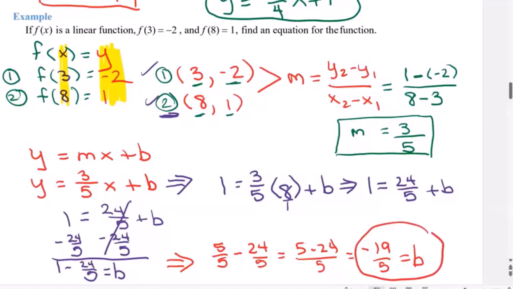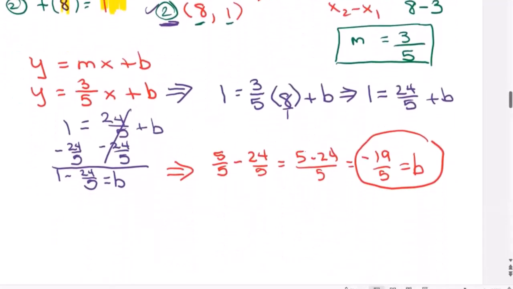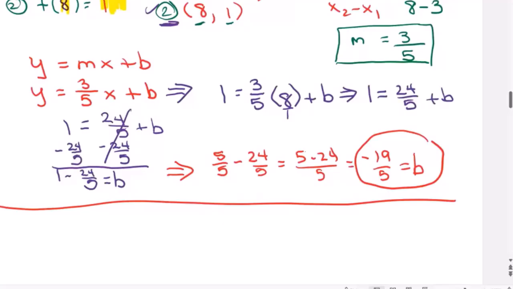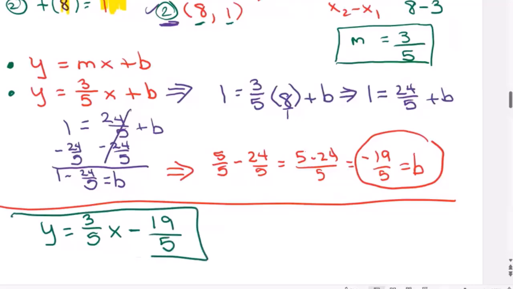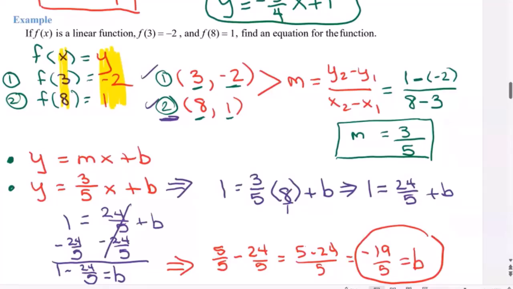Now I have everything I need to write my equation. So I'm looking right here, and I have y is equal to 3/5 x, because I already found m, and my b is negative, so it's minus 19 over 5. And that is the equation that represents these values, as long as I know it's linear.